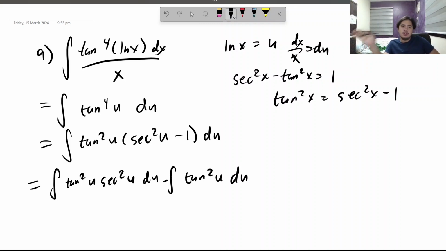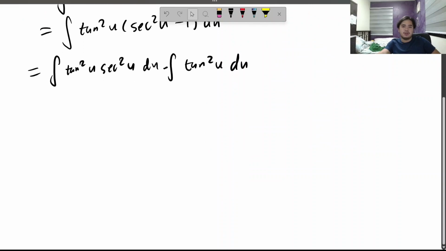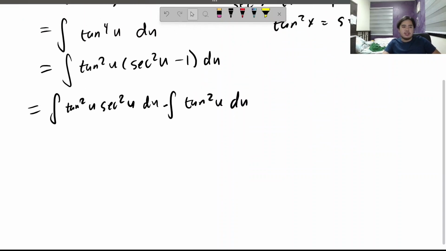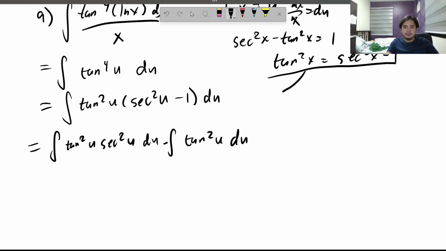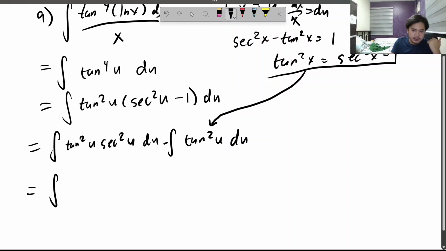We have two things we now have to look out for. Okay, this one is easy. I think we can all see what's going on here. The derivative of tangent u is secant squared u, so we have secant squared u here, so that's good. Problem is the tangent squared u on the other side. We can use that again in order to, I don't know. So how can we use this?